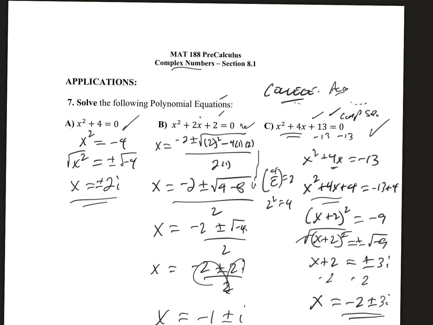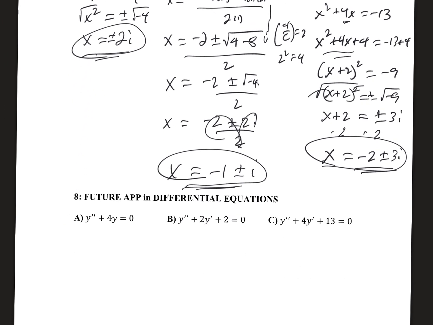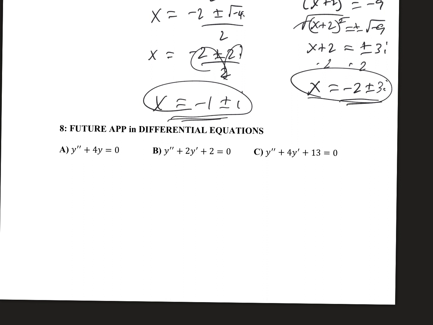So how in the world does this apply to later? Well, number one, we've already seen that we can replace these rectangular complex numbers with their polar forms. That's number one. But I'm not going to talk too much about that because that's just a process of redoing it. But in a very, very future application, we're going to be talking about differential equations.